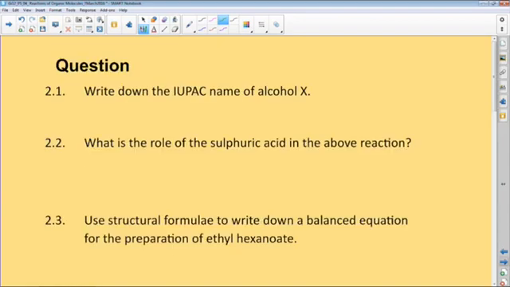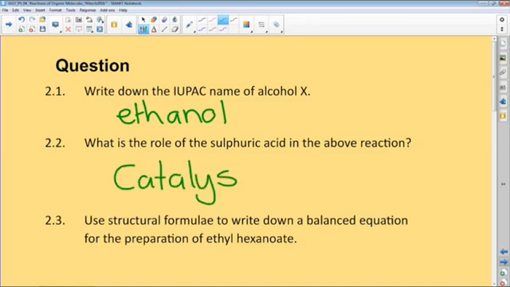First question. Write down the IUPAC name of alcohol X. Oh, look at that. We've done it. So it's ethanol. Brilliant. What is the role of the sulfuric acid in the above reaction? Well, I told you earlier, it is a catalyst. Brilliant. So we're all nicely done.